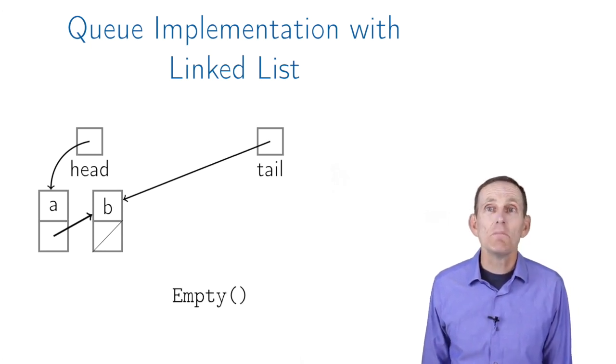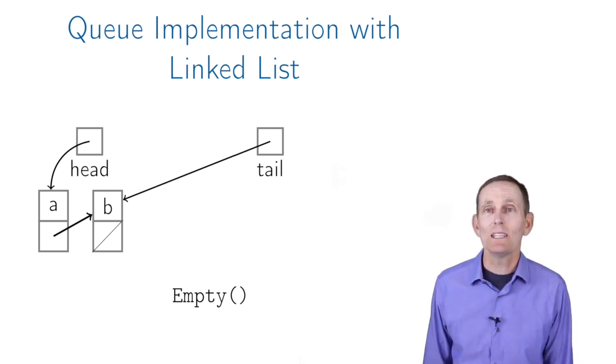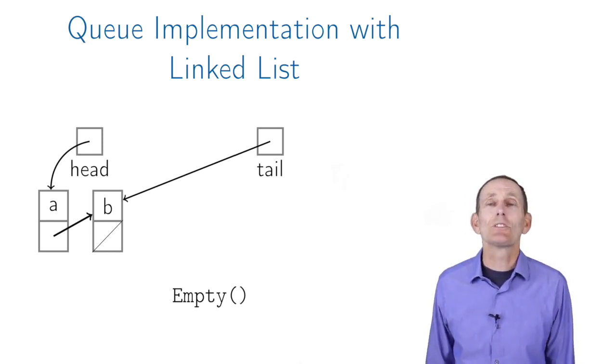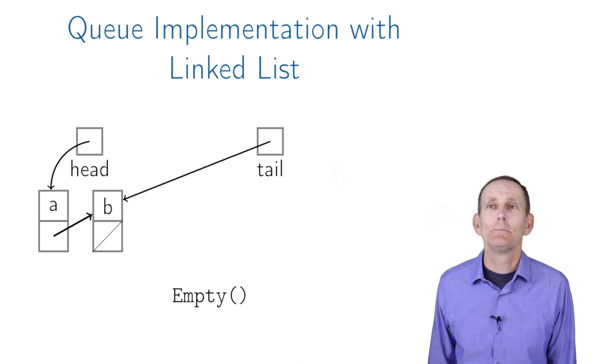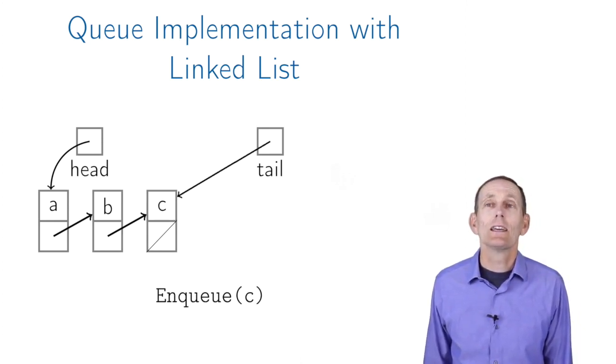Is it empty? No. How do we know it's not empty? Well, the simplest thing is we would just call to the underlying list implementation and say, hey list, are you empty? It would say no. And so empty for the queue is no. We know it by checking whether the head is nil or not. If we enqueue C then, again it goes to the tail of the list.